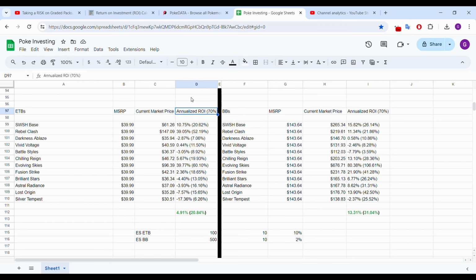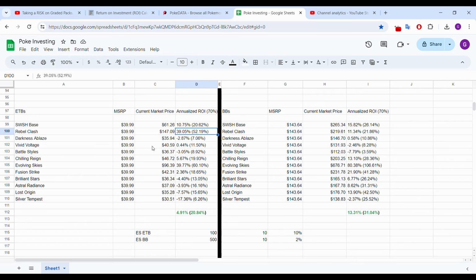So when we get into this, start off with Sword and Shield base, MSRP $39.99. Current market price $61.26 gives us an annualized ROI of 10.75%. If we take the 70% calculation, it would be 20.62%. I'm not going to go through all of these, you can see on the screen for yourself, but we'll go through the first one. So again, Rebel Clash, MSRP $39.99. Current market price $147.09. Insane. Annualized return of 39.05%. Darkness Ablaze, same MSRP, $35.94 current market price, negative 2.87% annualized ROI. So actually negative there over the years.